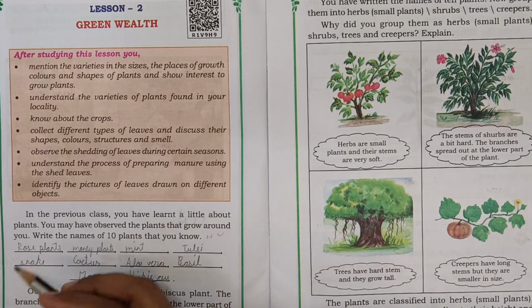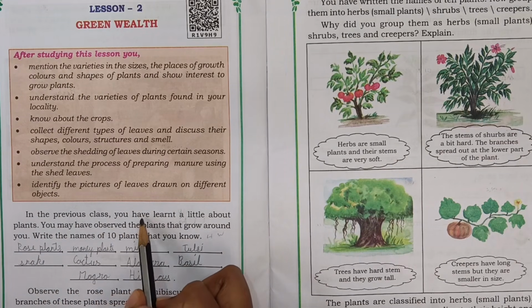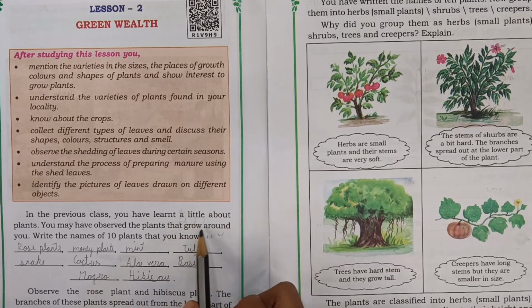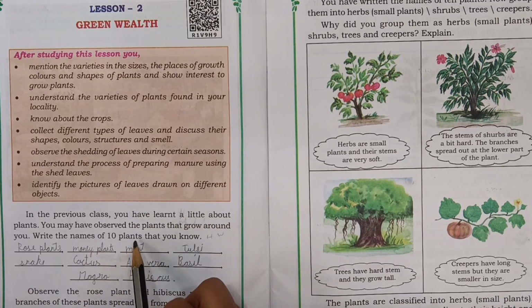So let us begin. In the previous class, you have learnt a little about plants. You may have observed the plants that grow around you. Write the names of 10 plants that you know. You have learnt a little about plants in last year's EVS lesson, and a little more you will study in this standard now. You have seen many plants that grow near your place, so they told us here to write the names of 10 plants that you know.